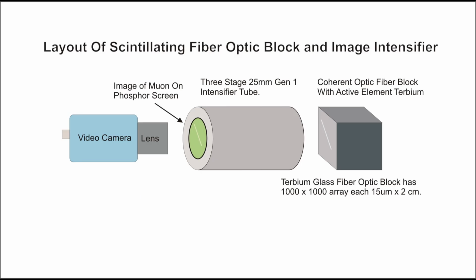Here is the layout of the system components. The terbium block is on the right. It is placed in contact with the input window of the image intensifier shown in the center. The image intensifier used here is a 3-stage Vero Generation 1 tube. It has a phosphor screen on the output window for viewing or capturing video. Unfortunately, the internal optical system produced pincushion distortion. Video was captured with a low light camera and recorded.